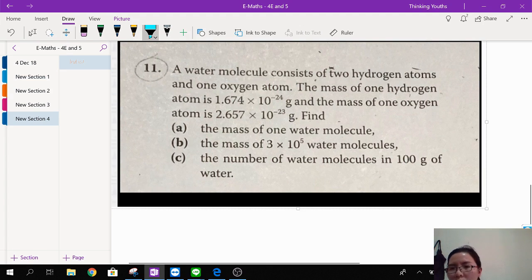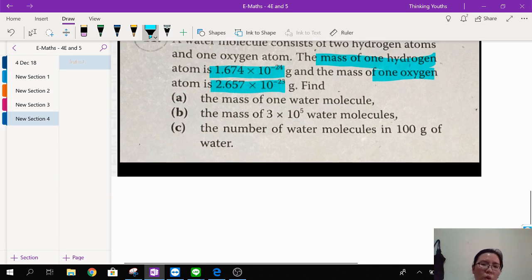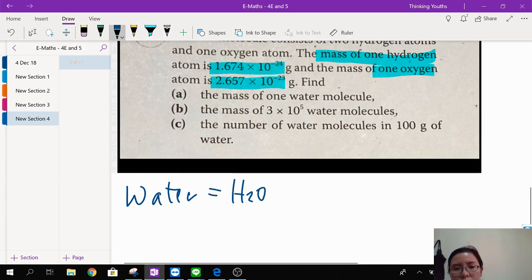The mass of the hydrogen is 1.674 and the mass of oxygen is 2.657 times 10 power negative 23. So for water molecule, we already mentioned that water is equal H2O.